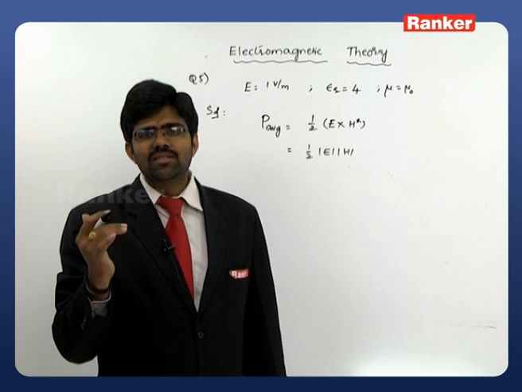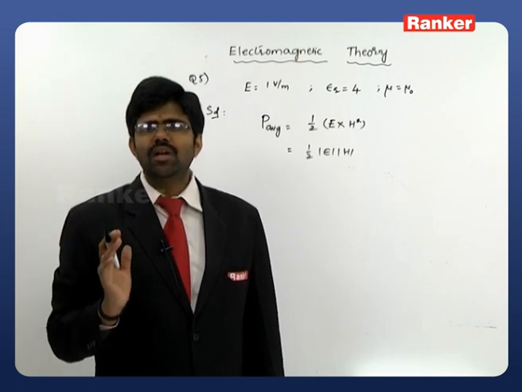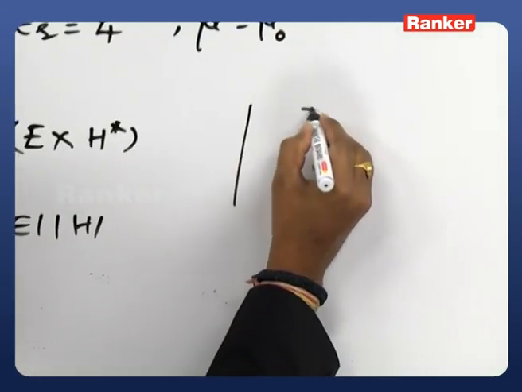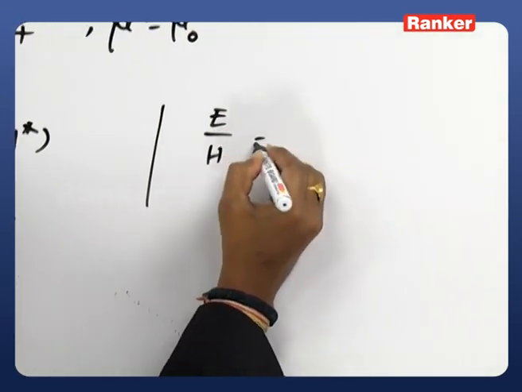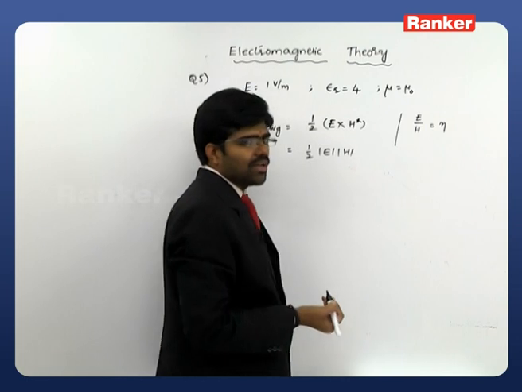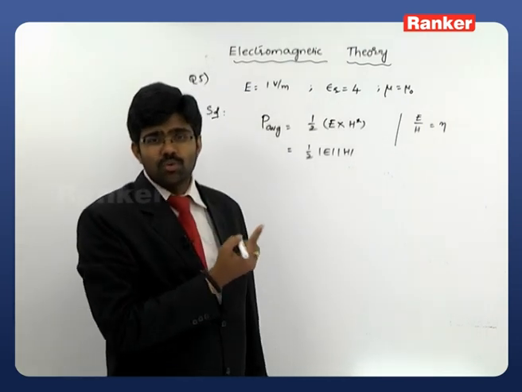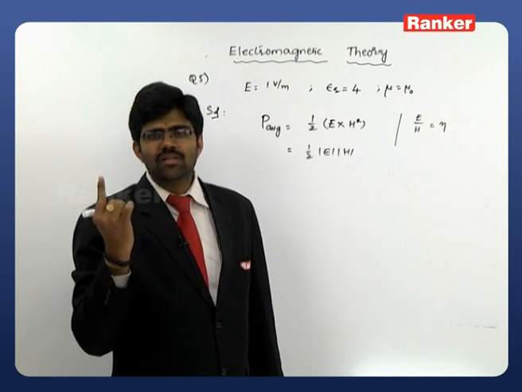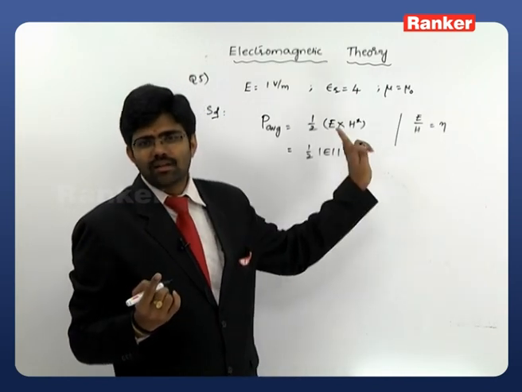Already we know E by H is equal to the intrinsic impedance of the medium. That is what I use here. So clearly write down here: E by H is equal to the intrinsic impedance of the medium. Clearly remember, this is not free space. Don't write eta naught. So E by H is equal to eta is the only quantity we are supposed to consider.